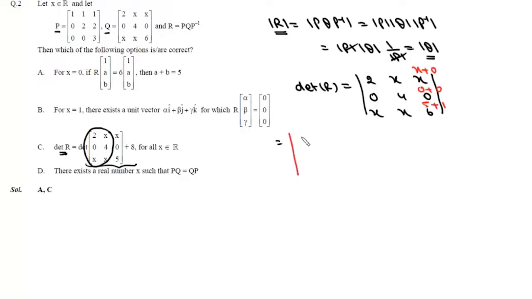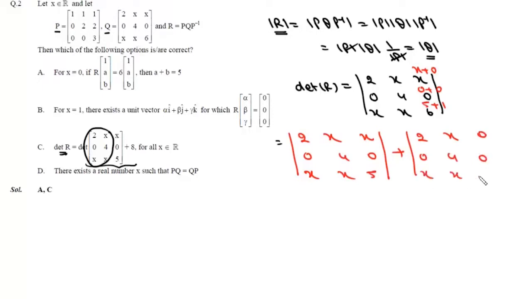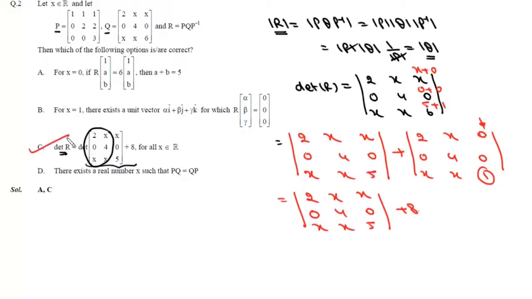So we'll write this as this determinant 2, x, x; 0, 4, 0; x, x, 5, plus this determinant 2, x, 0; 0, 4, 0; x, x, 1. Now we expand this second determinant about this third column. Now this is 1 and 4 into 2 is 8. So we can actually write this as the determinant 2, x, x; 0, 4, 0; x, x, 5, plus 8. That means this option C is correct.